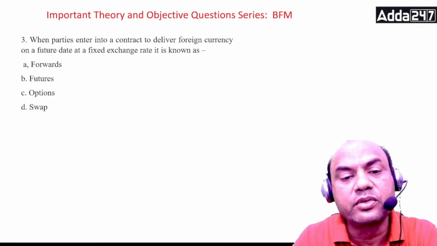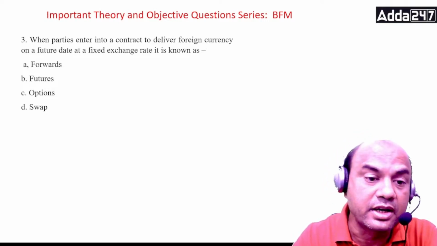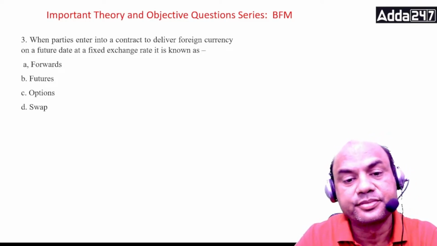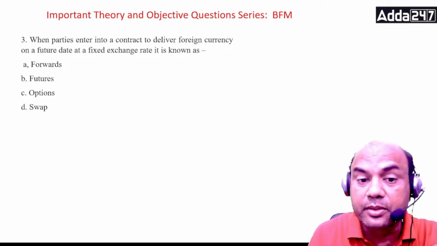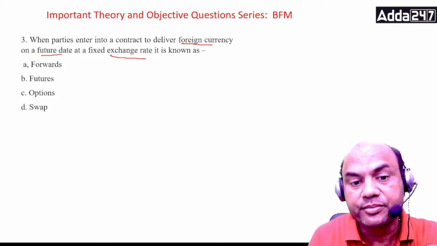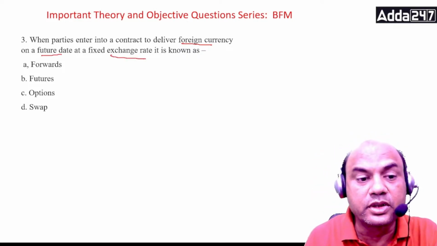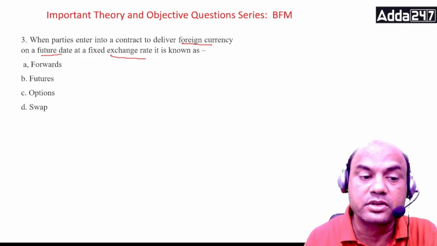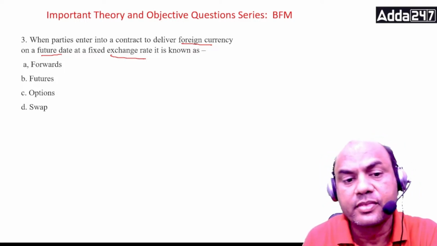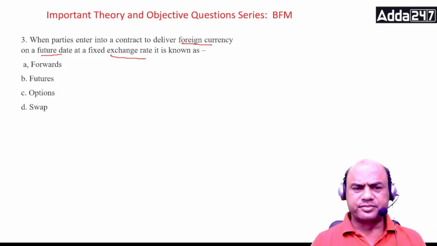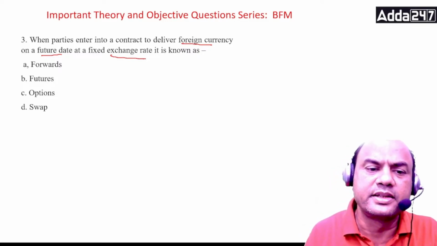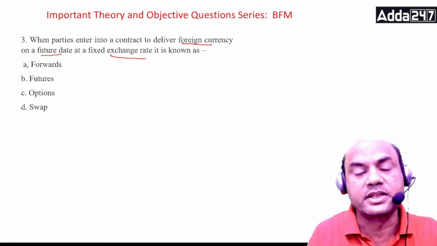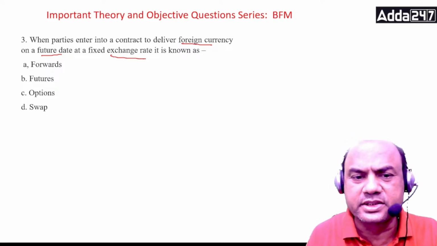When a party enters into a contract to deliver foreign currency on a future date at a fixed rate, it is known as what? Look at the 3 points: foreign currency, on a future date, at a fixed rate. So this is known as what? Forward, futures, options or swaps. This you have done in your module A also, isn't it? Module A, this question is there. This is related to your forex. What do we do in forward contracts? What is a forward contract?